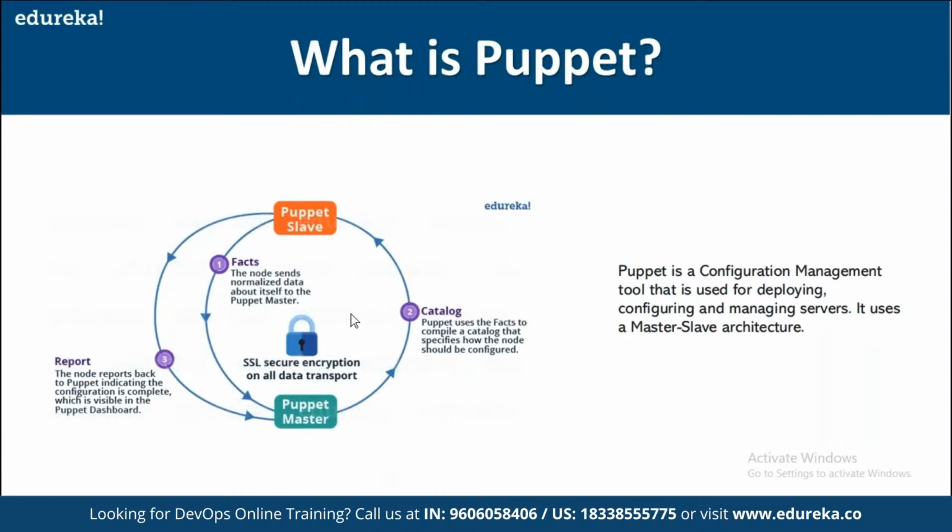Let's say you want to create a file on your slave. You write the code here, and Puppet will pull the code. Every 30 minutes it pulls the code, and that file will get created. These slaves can be from 100 servers to 200 servers. On all the servers, the file will get created. One single code you have to write here on the master machine.